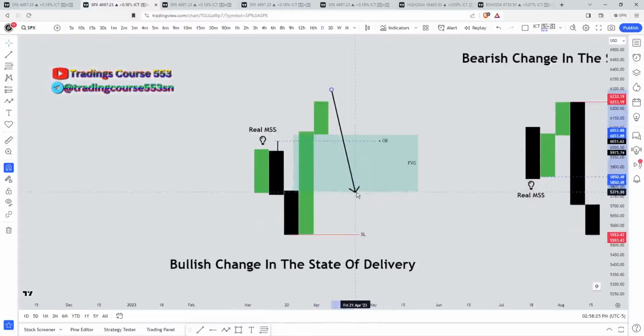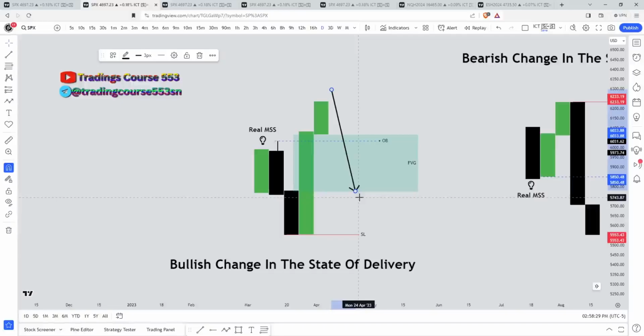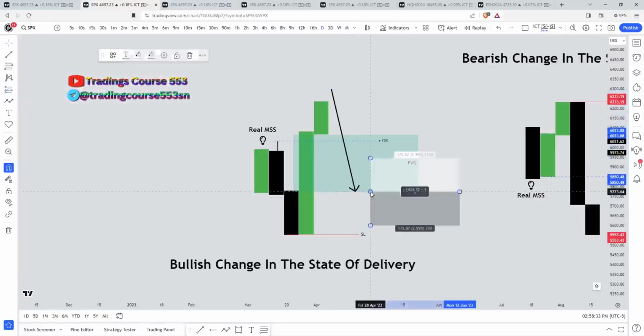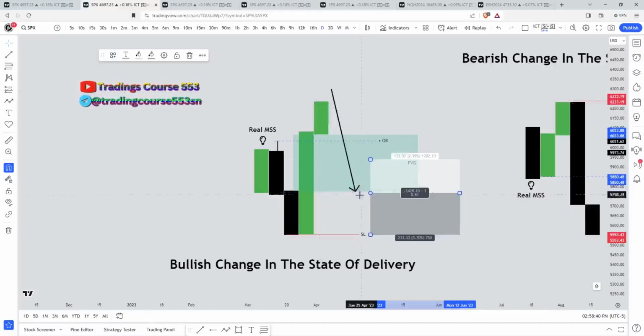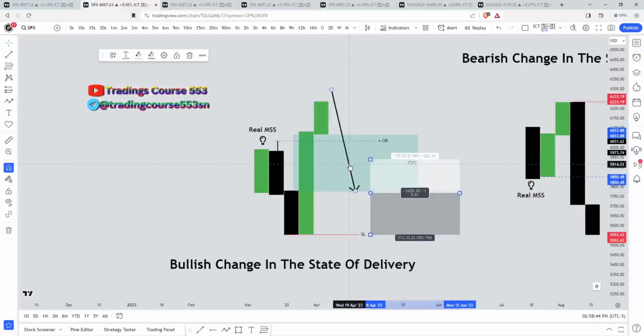Ideally, you don't want to have your entry all the way at the fair value gap low, though it can retrace back down to there and you can get a high RR trade. You don't really want to see it. When I'm looking at a bullish change in the state of delivery, I don't want to see it always completely refill the fair value gap. And the reason is that it shows weakness to me.